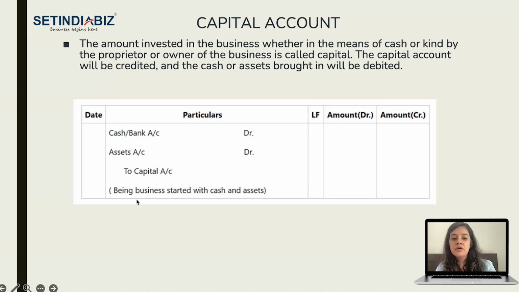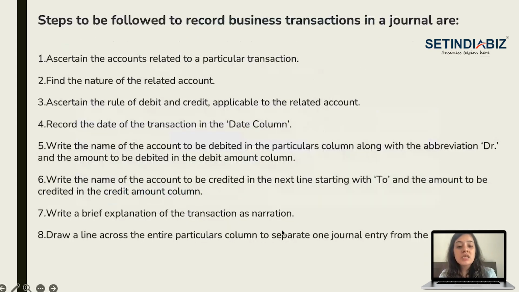And there is a brief explanation: being business started with cash and assets. It is always below the credit entry, written in brackets, and it starts with the word being. Here we will have the date. In the debit column, we will have the cash and assets amount, and in the credit column, we will write the amount against the capital account. Just a brief explanation. Now, why the cash is being debited, why the capital account is being credited, and why the assets account is being debited, we'll do after learning the rules of debit and credit, right? So that was the narration. The thing we write in brackets below the credit entry is the narration. Draw a line across the entire particulars column to separate one journal entry from the other.